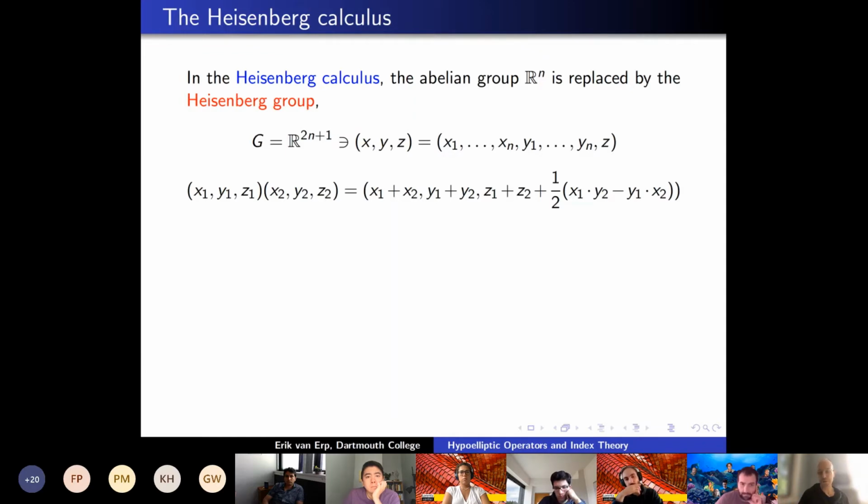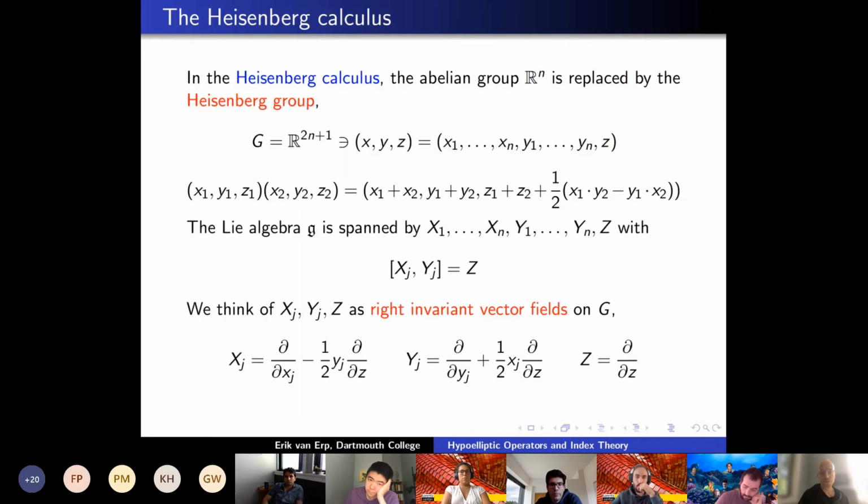You don't have to memorize the formulas. I assume everybody knows what the Heisenberg group is. If you do anything with contact manifolds, you should know what the Heisenberg group is. So I just wrote it down for, I don't know, legal purposes, and partly to fix notation. I'll be using x, y, z, where x is a vector, y is a vector, and z is a number.